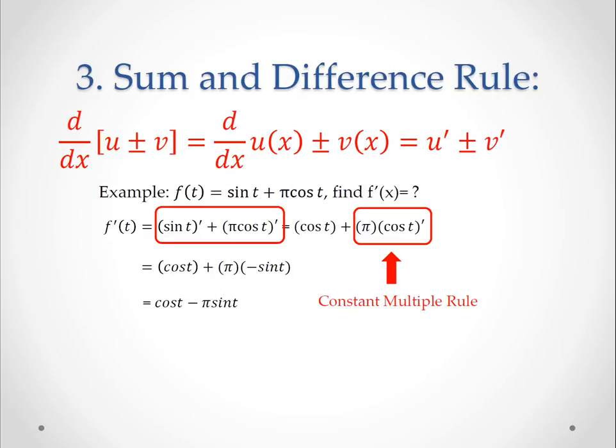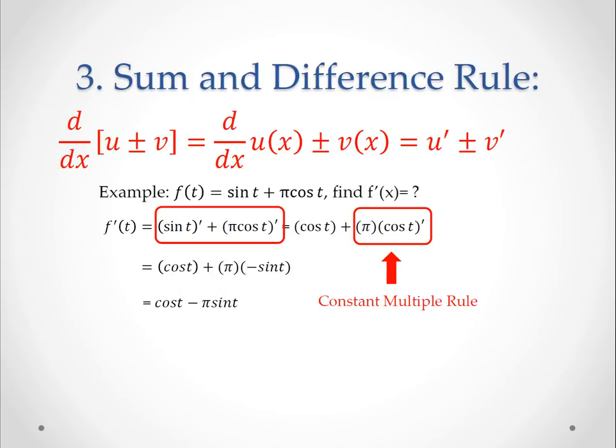Next, we are going to introduce the sum and difference rule. As you can see here, the derivative of a sum or difference can be seen as the sum or difference of the derivatives of each component. Here, the derivative of u plus v is equal to the derivative of u plus the derivative of v. As you can see in the shortcut, it is u prime plus v prime.